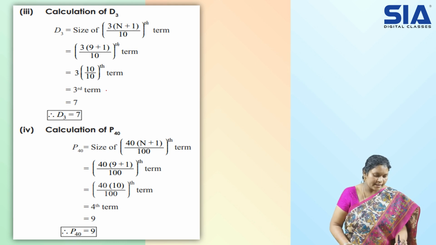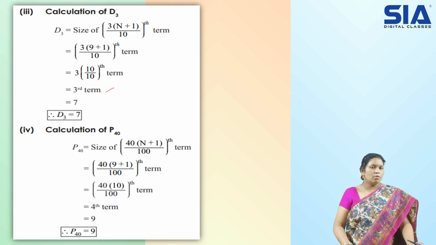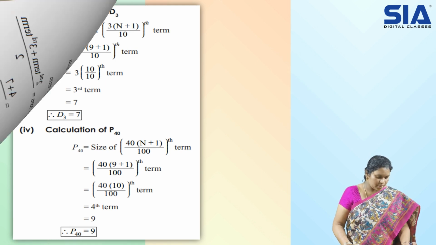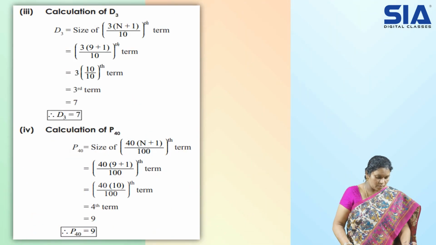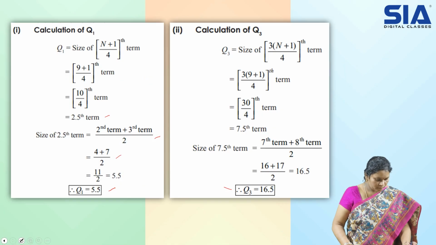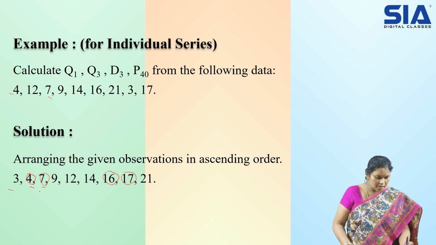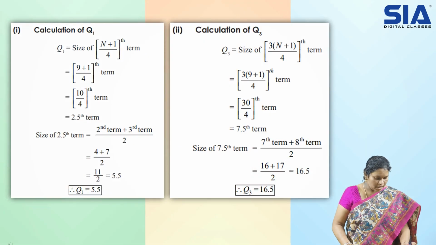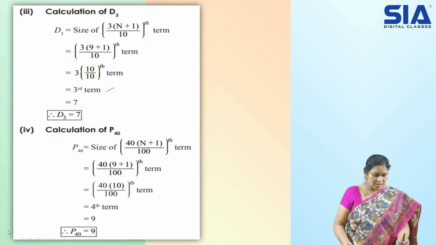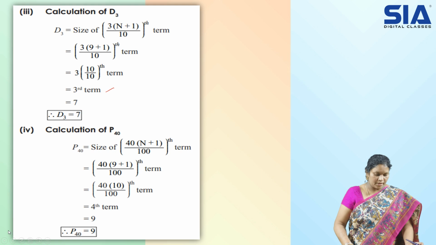We got exactly the third term. Check it out, so no decimals here. Third term directly, go for the data. What you have as the third value after arranging in ascending order, whatever the value we got. So the third value becomes a 7. So 7 you have to consider as our answer for D3. So that's how we'll get a D3 value.